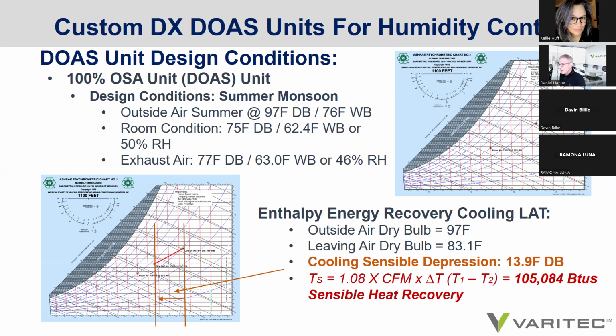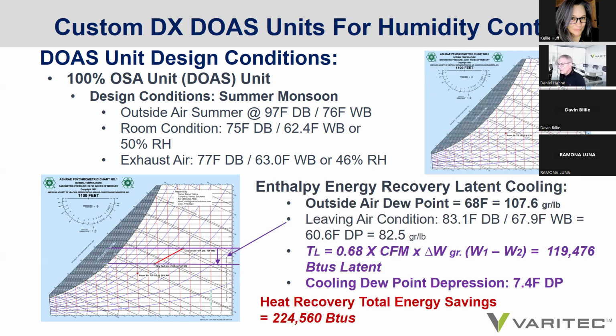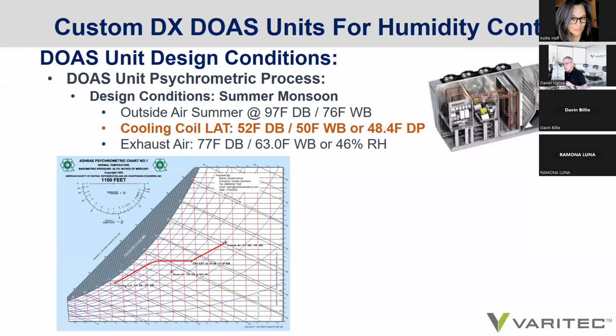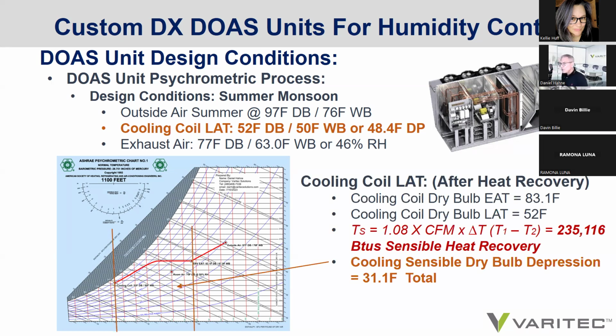In this particular case, 105,000 BTUs of sensible heat recovery and 119,000 BTUs of outside air latent recovery. So once we use the energy recovery device in a 100% outside air unit to precondition the outside air, let's look at the coil conditions. Let's look at the entering coil condition of 83 degrees off of the heat recovery device, and then look at the leaving air condition off the coil. That shows a total sensible heat transfer or sensible heat load of 235,000 BTUs.